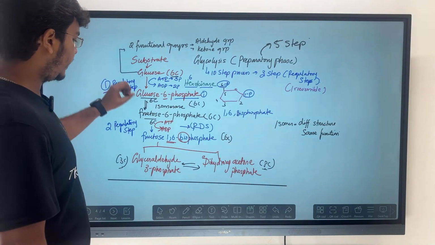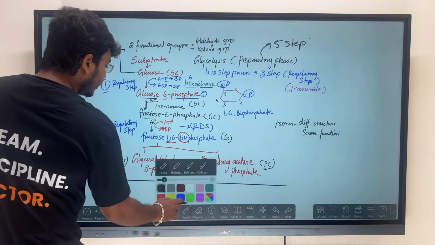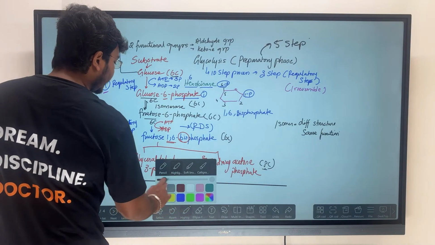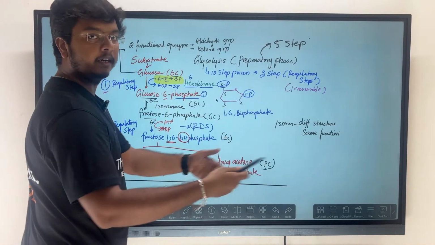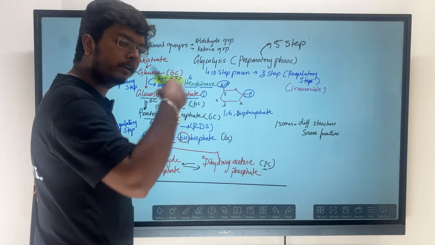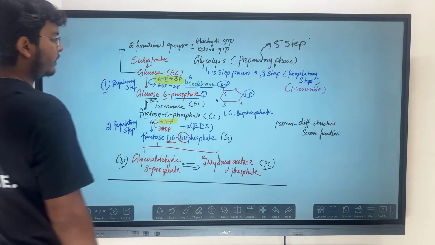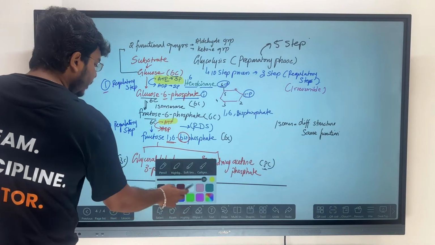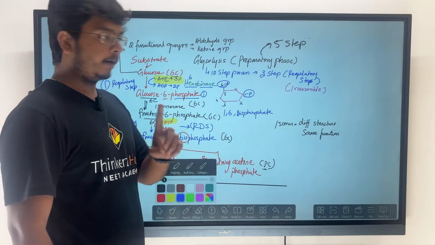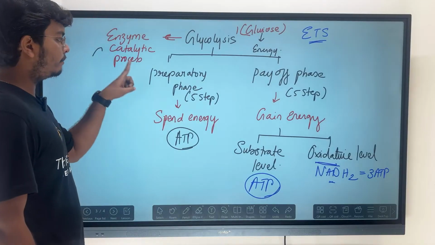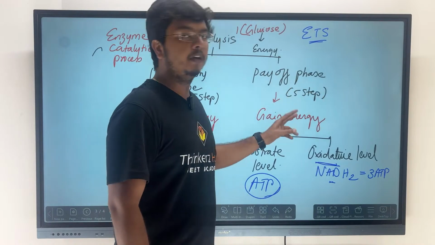So with this we are getting into the preparatory phase, and you can see one more thing. Here we have spent energy. That means here we have taken from our pocket and utilized in the process. Okay, how many ATP have we utilized? We have spent 2 ATP. Okay, but what is the purpose of glycolysis? Glycolysis is to gain ATP. But remember one thing, in this preparatory phase we are not going to gain anything, we are going to spend. Whereas in the payoff phase we are going to gain.